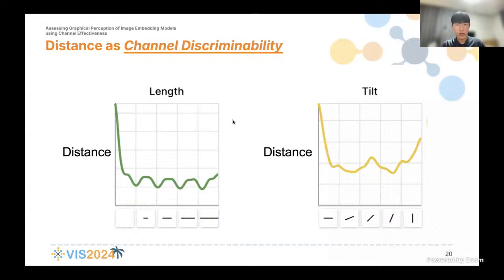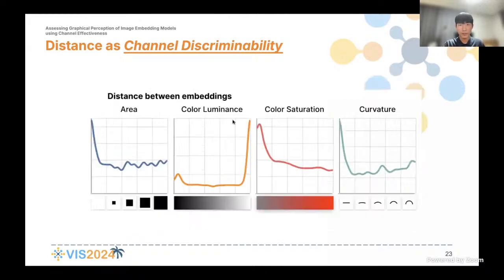CLIP displays strong discriminability for the length and the tilt channel. For the length channel, we can identify four distinct peaks, each at quarter intervals. This suggests that the model divides the length into four major steps. For tilt, the model demonstrated two primary peaks, centered around 0 and 45 and 90 degrees, suggesting that CLIP is good at distinguishing angles over 45 degrees and under 45 degrees, and we can also say the model might oversimplify middle range angles.